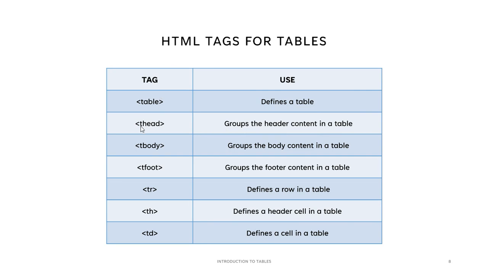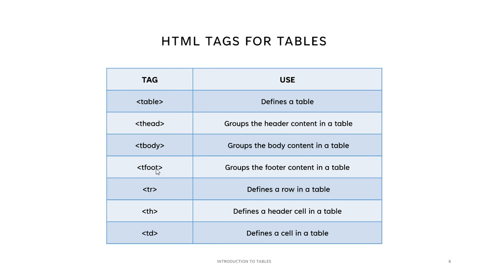Then this is the thead tag, the table head tag. This groups the header content in a table. Remember, we say the first row is the header. So you are going to wrap your header around the thead tag. Then the tbody tag groups the body content in a table. So the rest of the table, after the header, will be wrapped around the tbody tag.